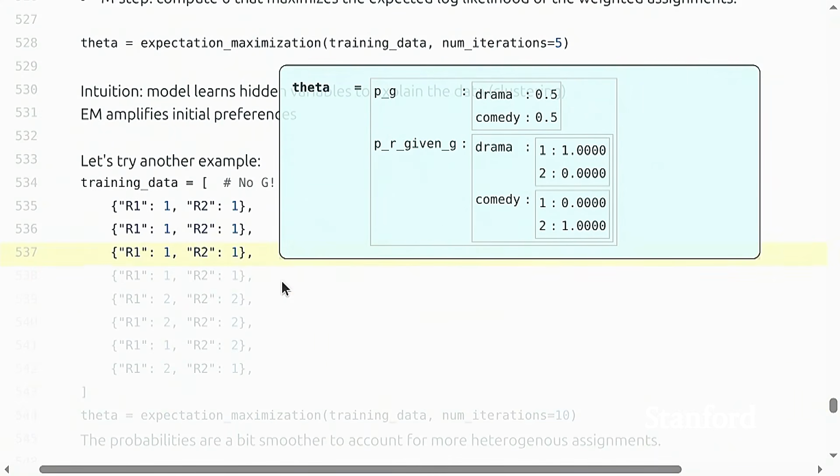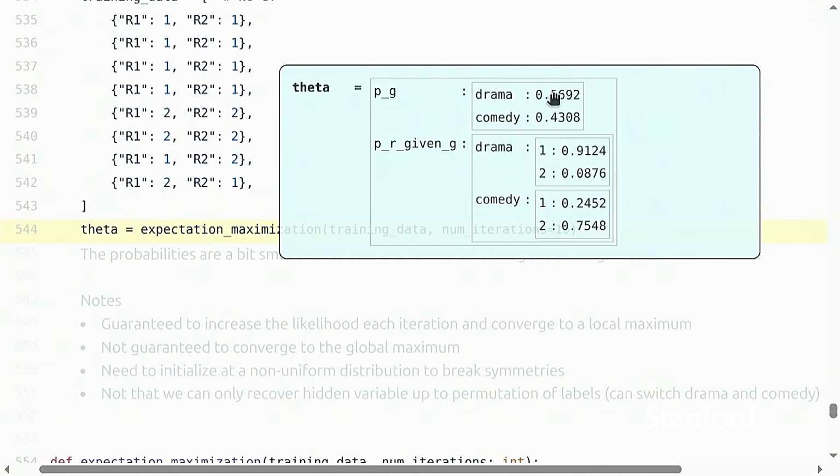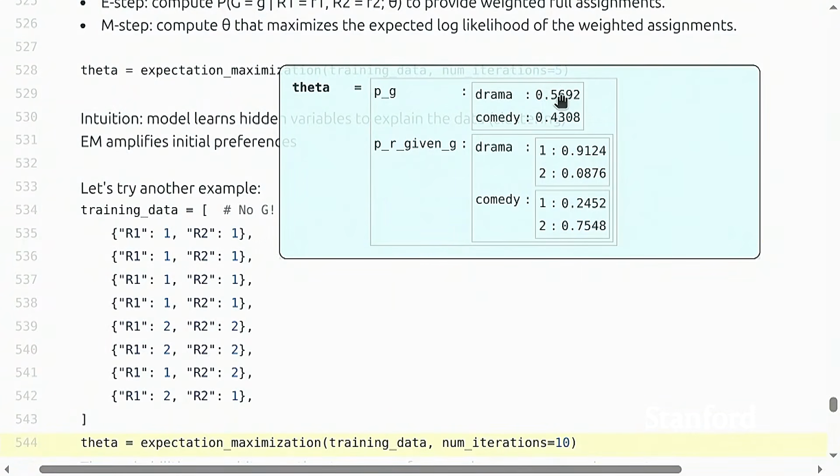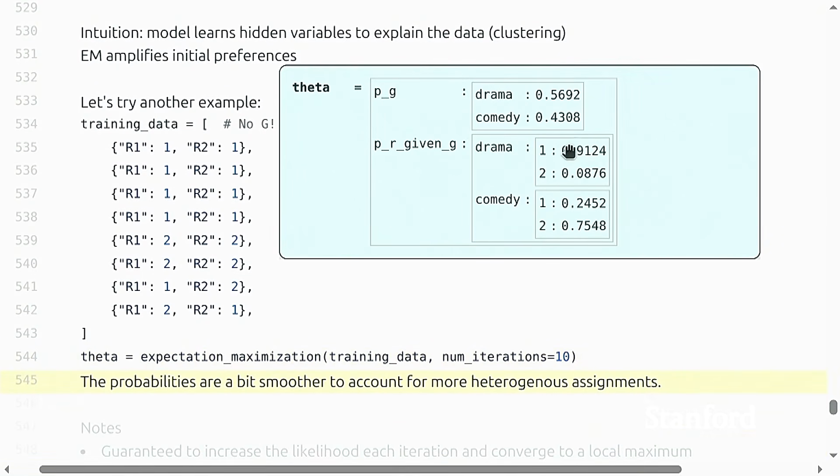So here's another example. This is where I have a bunch of 1-1s and a bunch of 2-2s and some 2-1 and 1-2. And in this case, EM gives me these probabilities. So there's slightly more probability of drama and slightly less comedy. And then the probability of drama equals 1 is 0.9 and comedy is 0.75. Okay, so these probabilities are not quite as sharp as 1 and 0 because now we have more heterogeneous assignments. It's not like all 1-1 and all 2-2.